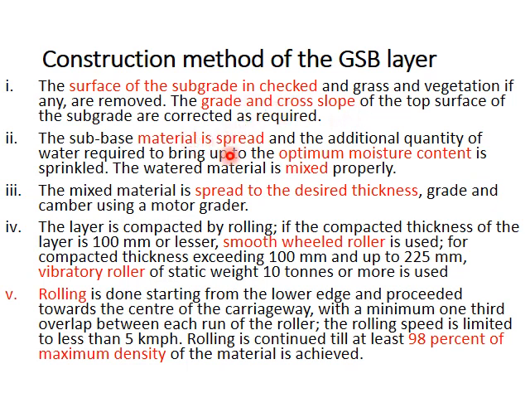Then the subbase material, usually coarse aggregates, is spread over the subgrade surface, and optimum moisture content is maintained by adding water and mixing it with the subbase material. Then it is again spread using a grader to the desired thickness of the layer, and then the layer is compacted using a roller. If the thickness required is 100 mm or less, we use a smooth wheeled roller, and if the thickness required is greater than 100 mm and up to 225 mm, we use a vibratory roller of weight 10 tons.